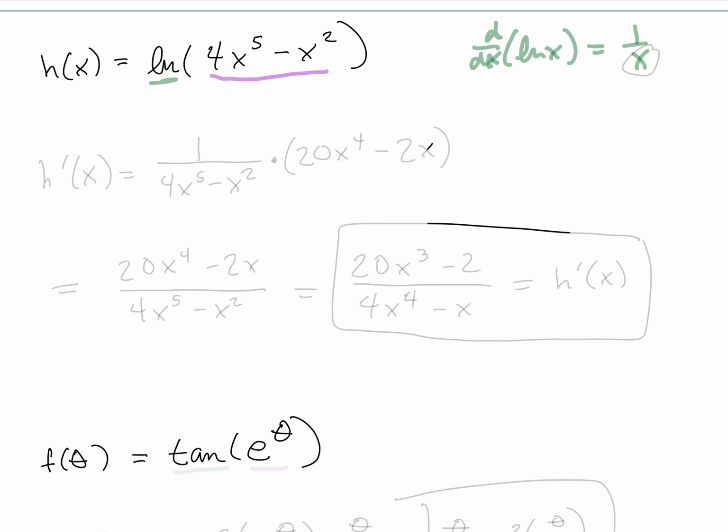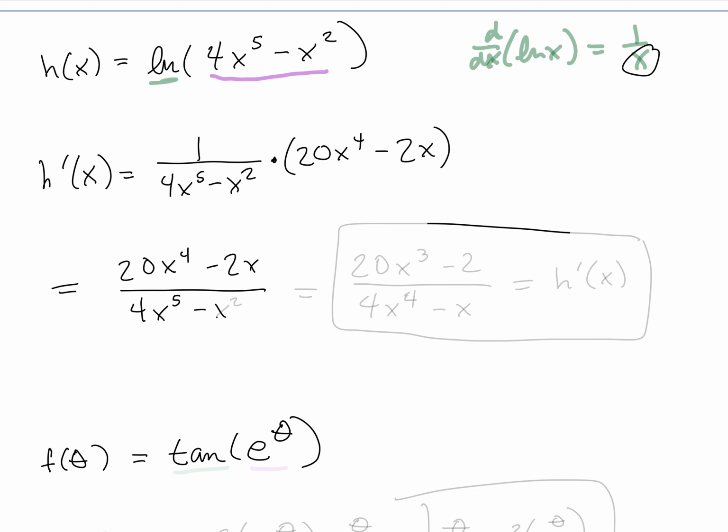So when we take the derivative of this outside function, h prime of x is equal to the derivative of the outside function, 1 over 4x to the 5th minus x squared. We're leaving the inside function alone, and the inside is just like our x over here, multiplied by the derivative of the inside, the derivative of 4x to the 5th is 20x to the 4th, minus the derivative of x squared is 2x. And so this is equal to 20x to the 4th minus 2x all over 4x to the 5th minus x squared.